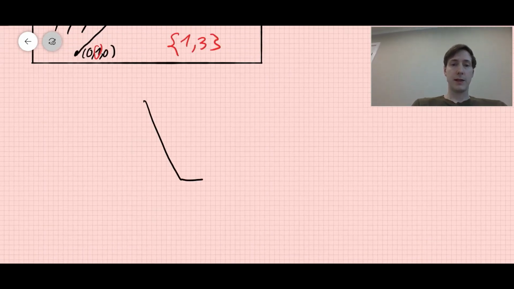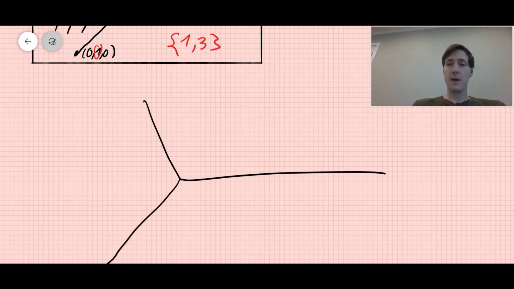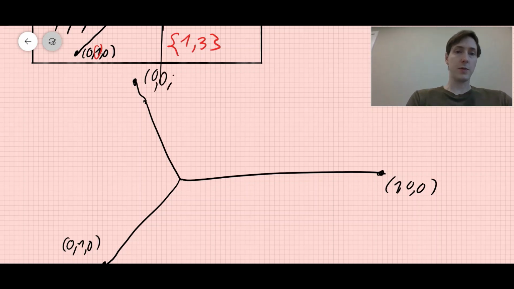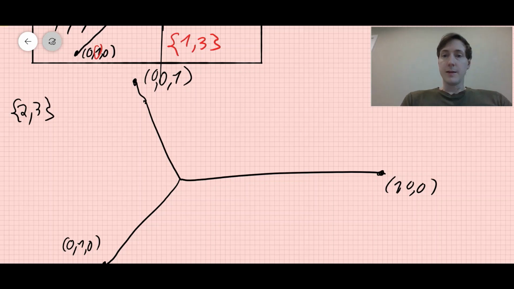So it's like this. Again, here it's 1, 0, 0. Over here it's 0, 1, 0. And over here it's 0, 0, 1. Okay, so in this region, what we want to play is action 2 and 3. In this region, what we want to play is action 1 and 3. In this region, what we want to play is action 1 and 2.